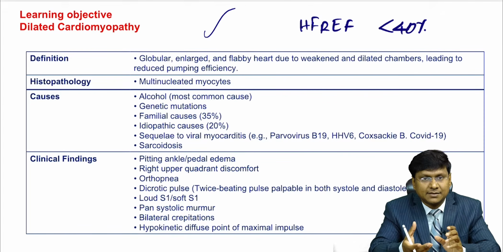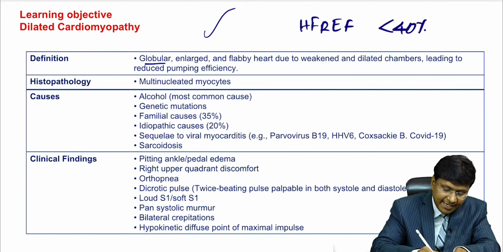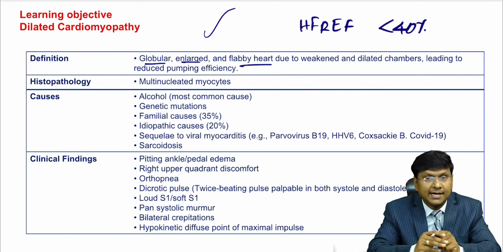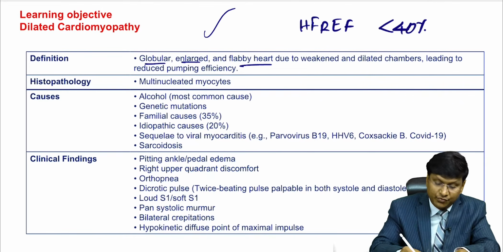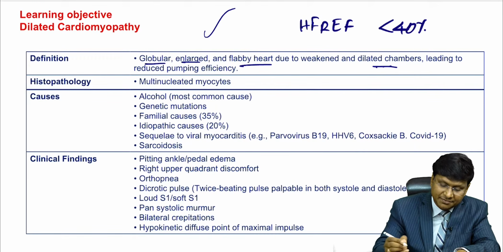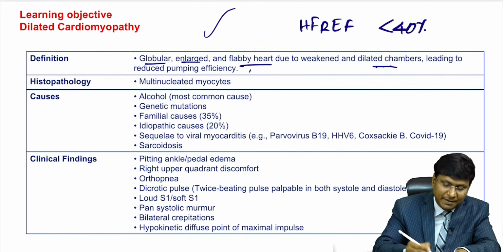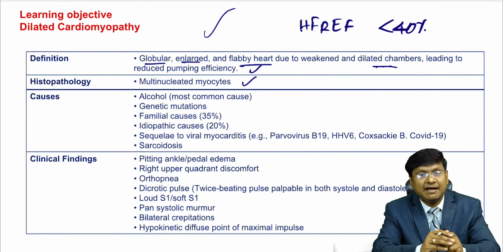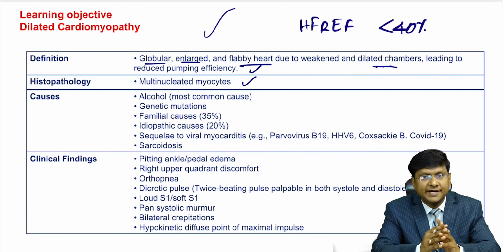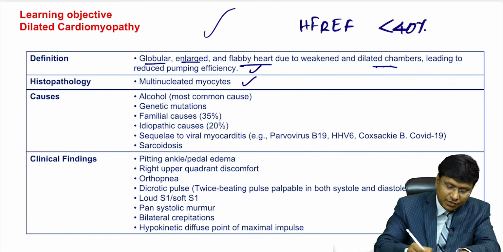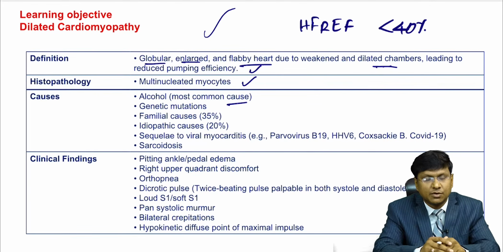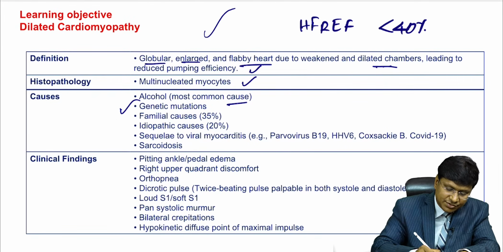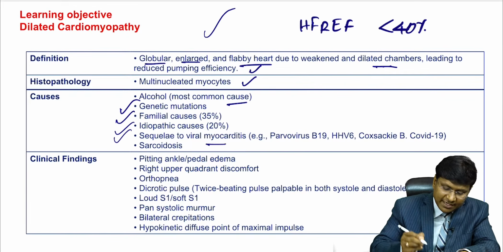And how will be the heart? It is globular, enlarged and flabby heart, and that is due to weakened and dilated chambers leading to reduced pumping efficiency. The histopathology is that they will have the presence of multinucleated myocytes. The causes, if you observe, alcohol is the most common cause. Then we have genetic mutations, familial causes, idiopathic causes, the sequelae to viral myocarditis.